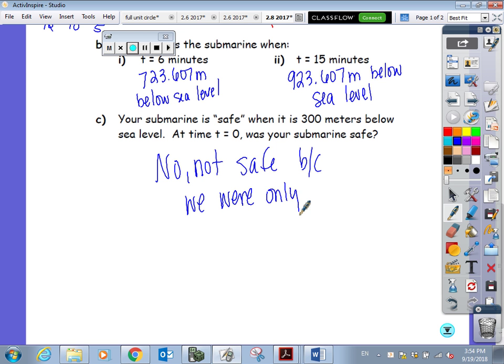If it asks for an explanation, because we were only 276.393 meters below sea level. Those of you moving on to calculus, get used to that. Writing stuff out. Got lots of writing to do in calculus. If you're not going to calculus, still got to write it out because you're in pre-cal right now.